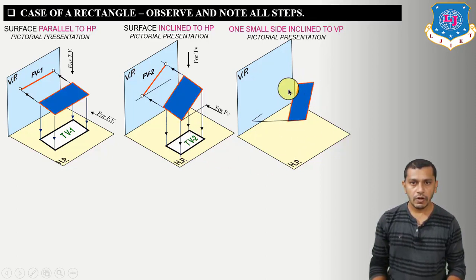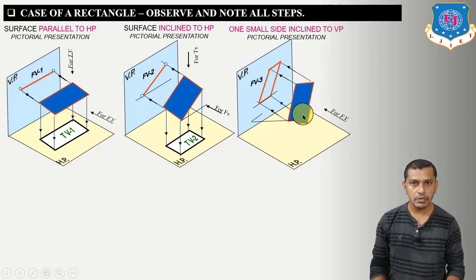Now if you want to draw the front view and top view in the last stage, again we have to project all the corners on the vertical plane. We will get the front view over here, and right now you can see that the front view is a parallelogram. And if you want to draw the top view, we have to project all the corners on the horizontal plane. So right now you can see that the top view is a rectangle, and this rectangle is of the same shape that we have as the top view in the second stage.